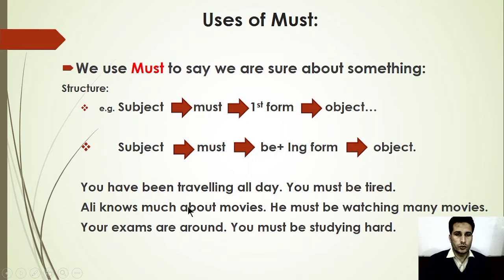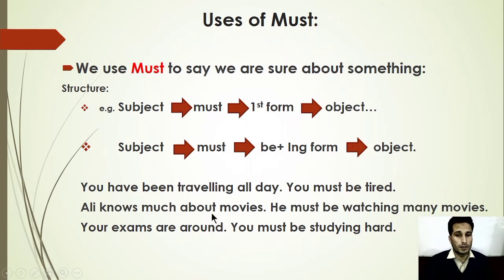The structures, there are two structures. First we have the subject, then must, and then first form, and then the object. Another way is subject, must be plus ing form, okay, and then the object. For example, you have been traveling all day. You must be tired. So I'm sure about his tiredness. For example, if somebody has traveled a lot, so I say you must be tired.